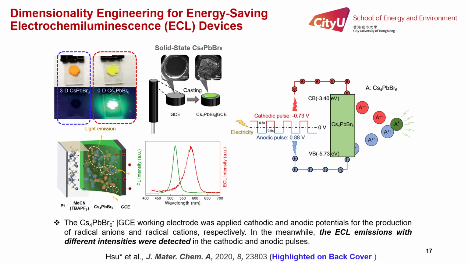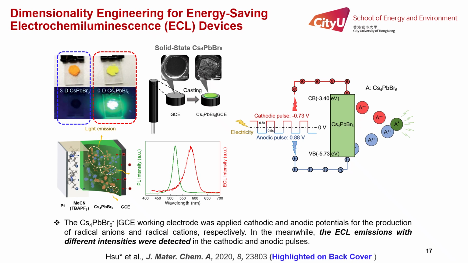Solid-state Cs4PbBr6 emitters were cast on a glassy carbon electrode to conduct electrochemical measurements and then explore the photophysical behaviors. According to excellent electrochemical and photophysical properties, zero-dimensional Cs4PbBr6 is promising to act as an efficient ECL emitter.